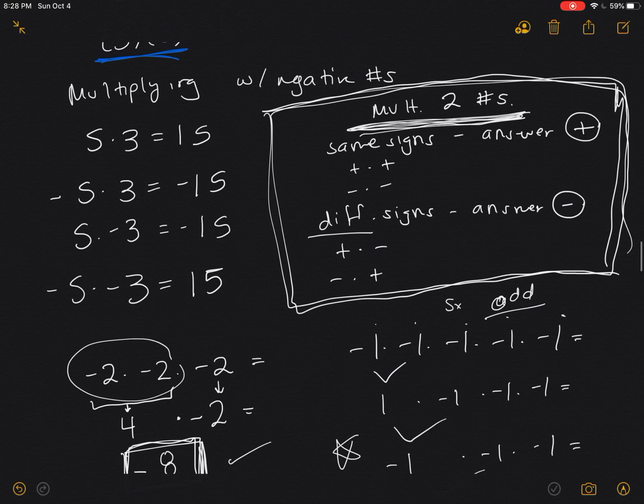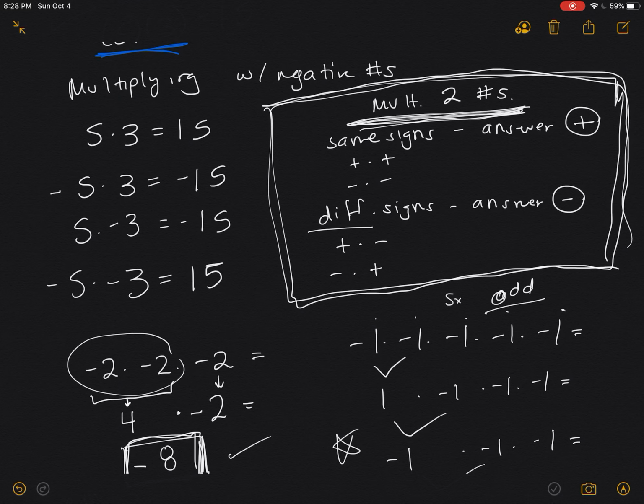Otherwise multiplying is the same thing. Your times table, whatever. Use a calculator for big numbers. There's specific rules though when it comes to multiplying with negative numbers. The number part is always going to stay the same. 5 times 3 is 15. When you start putting in negatives, so negative 5 times 3, you get a negative 15. 5 times negative 3, also negative 15. So you notice we get 15 every single time. Negative 5 times negative 3, this time it's positive 15.